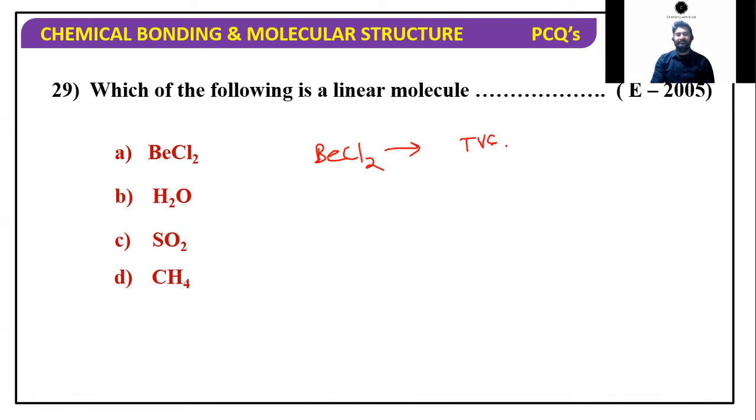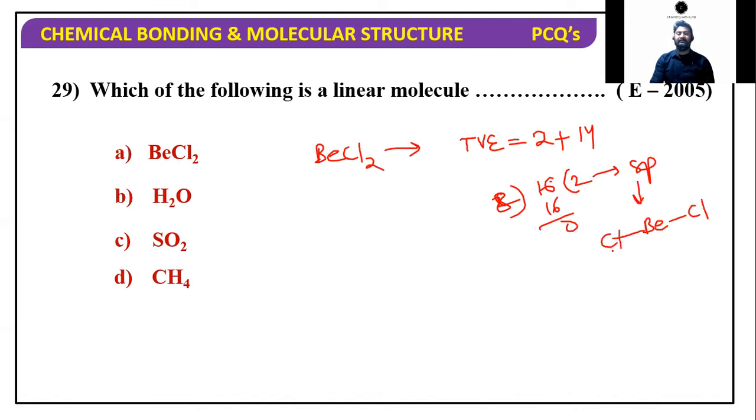So first, BeCl2. Total valence electron will be 2 plus 7 times 2 plus... 16. So this will be 16 divided by 8, 2. See, I can make mistakes also like this in between. 2 means sp hybridization. Since it is sp hybridization, it will be linear, right? See, it will be linear. So this is the answer.